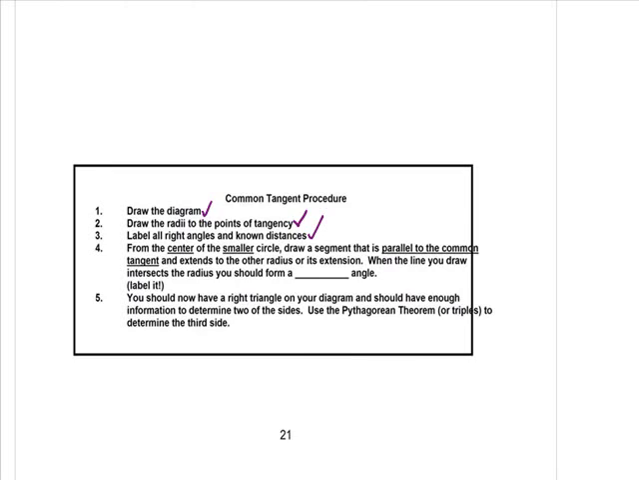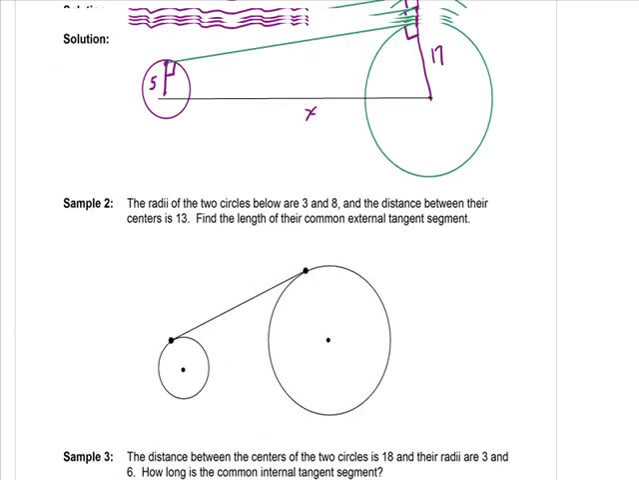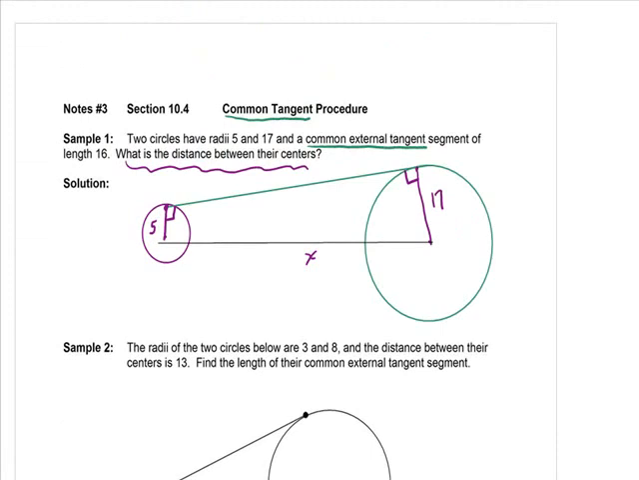From the center of the smaller circle, draw a segment that is parallel to the common tangent and extends to the other radius or its extension. So this is the common external tangent, and I'm going to take from the smaller circle, which is this one, and draw a segment that's parallel. This is a procedure just for figuring these out. We're not proving it, we're just using this method to figure it out.